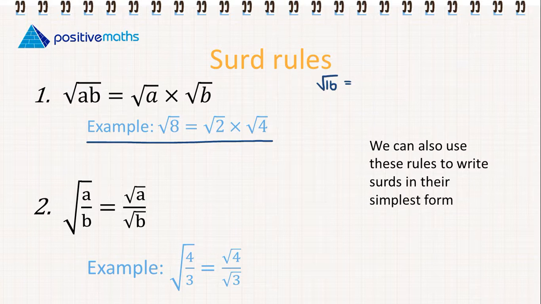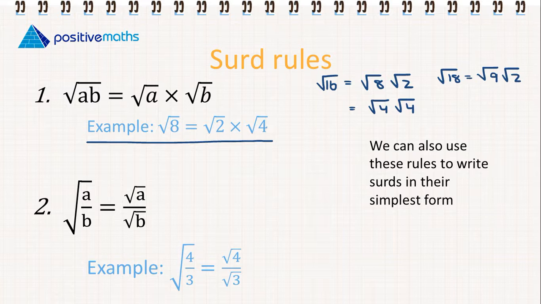Let's take another example. We have the square root of 16. This can be broken down into the square root of 8 multiplied by the square root of 2, or it can be the square root of 4 by the square root of 4. If we take the square root of 18, this can be broken down into the square root of 9 by the square root of 2, or the square root of 6 by the square root of 3.